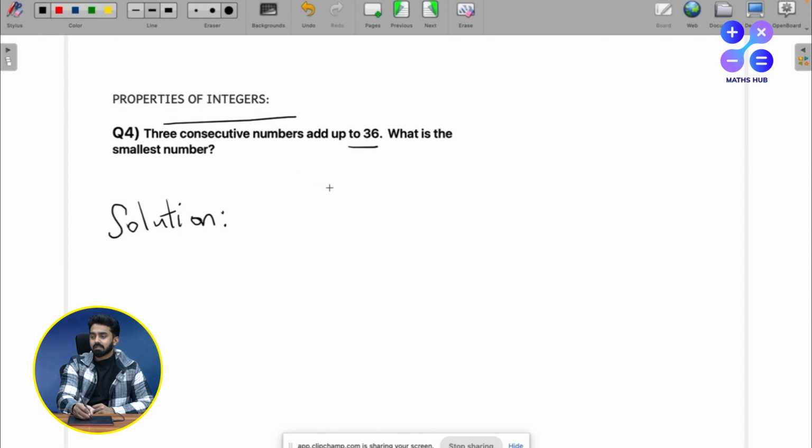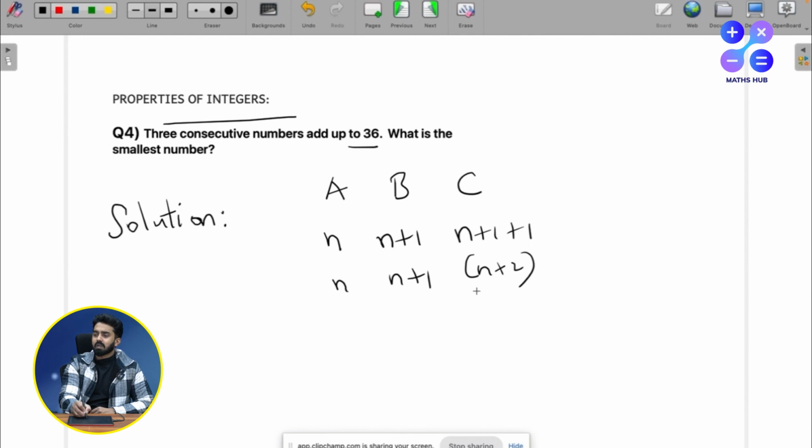Let's say the 3 numbers are A, B, and C, correct? So you can do it in multiple ways. You can say that the smallest number is n. So since they are consecutive, that means B would be just 1 more than n, right? And C would be 1 more than B, which is n plus 1 plus 1, or n plus 2, correct? So the 3 numbers would be n, n plus 1 and n plus 2. This is one way to do it.